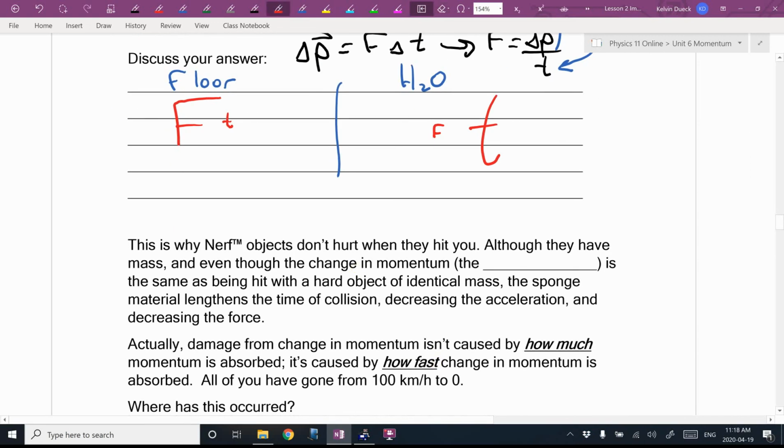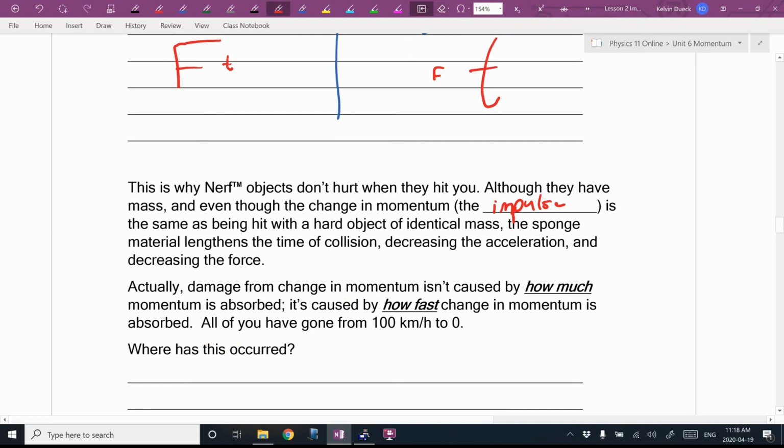This is why Nerf objects don't hurt when they hit you. Although they have mass, and even though the change in momentum, the impulse, is the same as being hit with a hard object of the same mass, the sponge material lengthens the time of the collision. And because time got bigger, acceleration and force got smaller, doesn't hurt as much. Actually, the damage from change in momentum, from impulse, isn't caused by how much momentum is absorbed. It's caused by how fast change in momentum is absorbed.